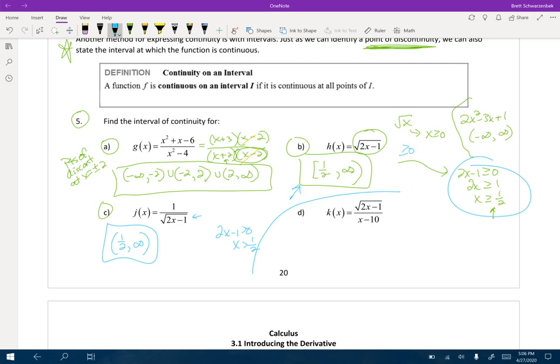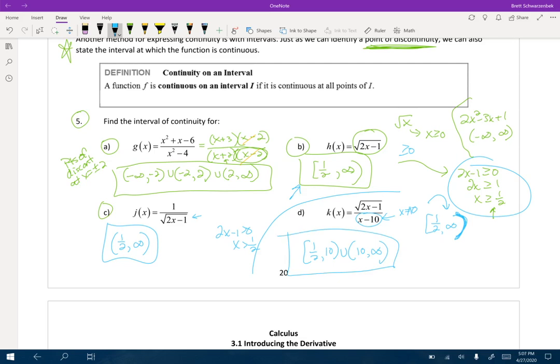So again, what do we have? We know that we're going to need to be on this interval again, right? So we know we're back to this: 1/2 to infinity with the bracket on the left. But what does this bring up in the problem? This brings up that x cannot be equal to 10. Here's the problem. Isn't 10 located in here? It is, which means that what we need to do is we need to eliminate it. So 1/2 to 10, union 10 again to infinity. And this is our interval of continuity for our problem.